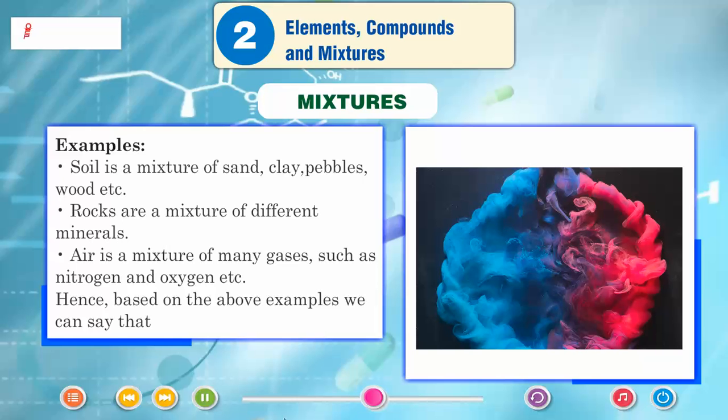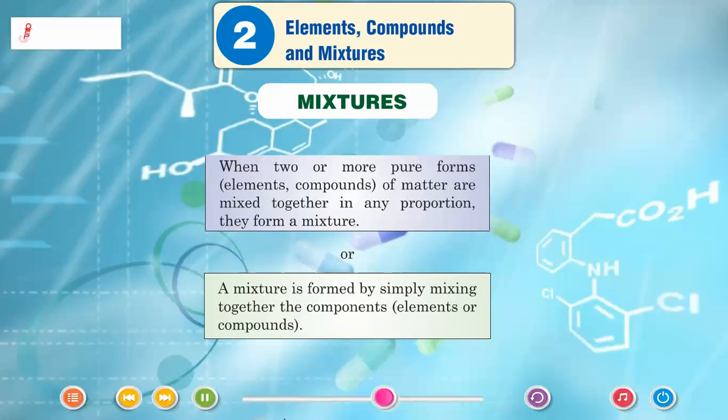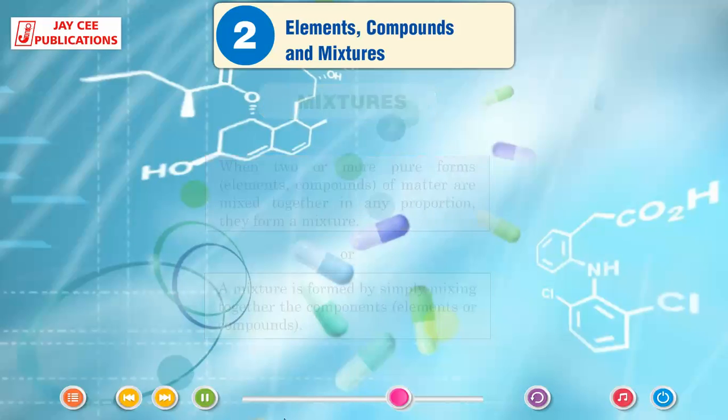Air is a mixture of many gases such as nitrogen and oxygen, etc. Hence, based on the above examples, we can say that when two or more pure forms, elements, or compounds of matter are mixed together in any proportion, they form a mixture. Or, a mixture is formed by simply mixing together the components, elements or compounds.